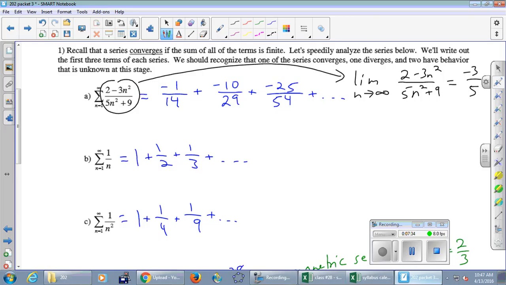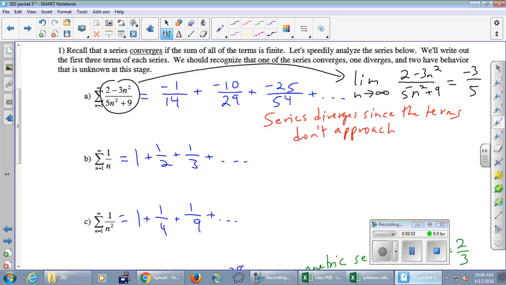So if you add -3/5 forever, what are you going to get? Negative infinity, right? So does this series converge or diverge? Yeah. So the series diverges since the terms don't approach 0.